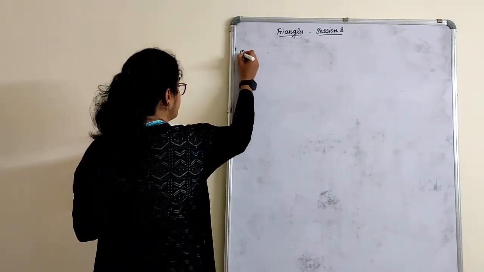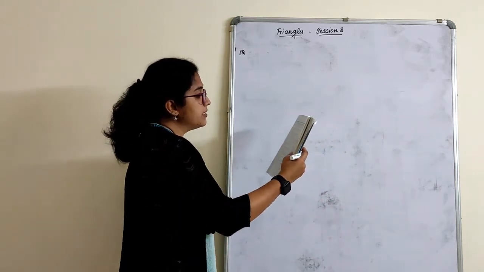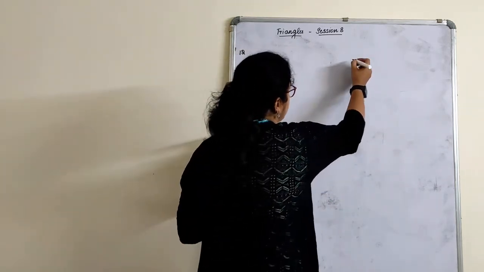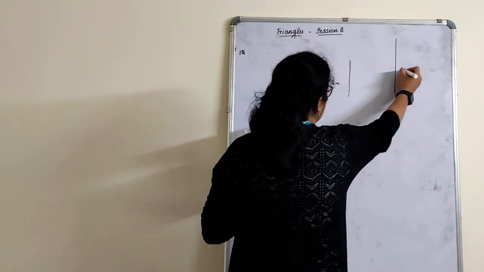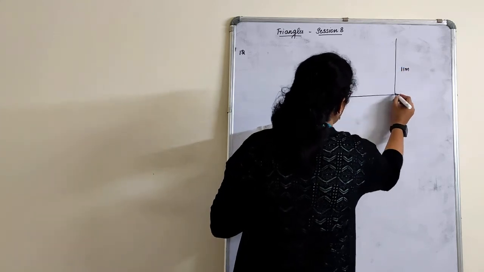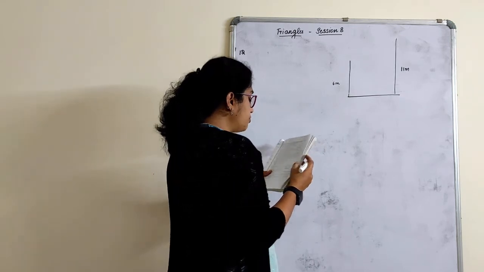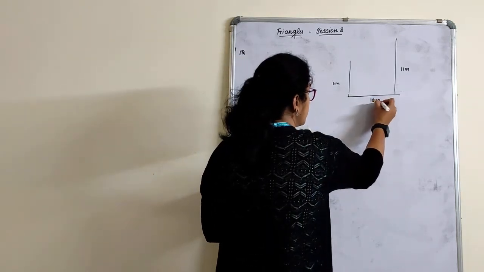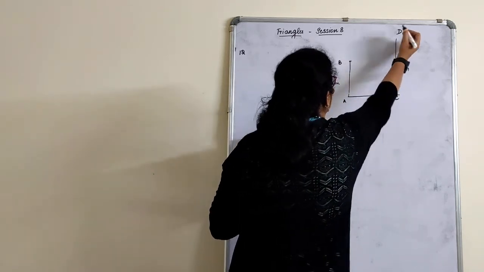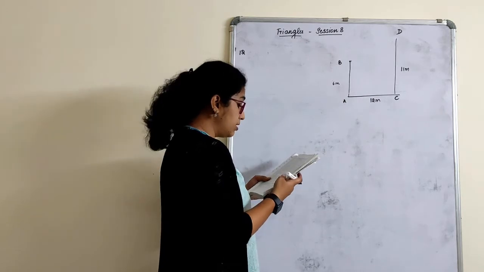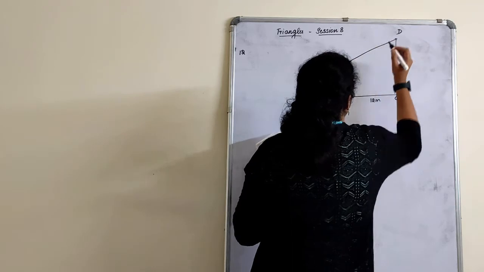12th one. Two poles of height 6 meter and 11 meter stand on a plain ground. So let's consider this is two poles of height 6 meter and 11 meter. They stand on the ground. And if the distance between the feet of the two poles is 12 meter. So if I consider AB is one pole, CD is another pole, the distance between two poles is 12 meter. Find the distance between their tops. I need to find this distance.